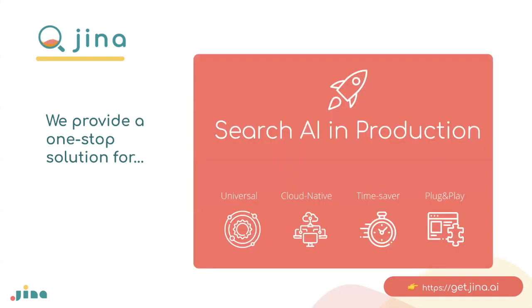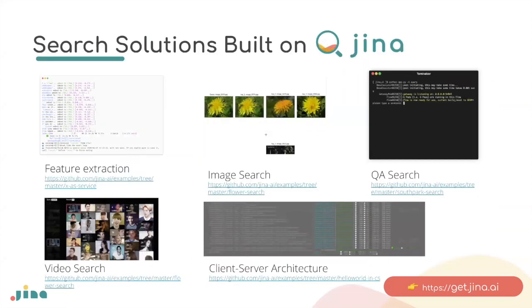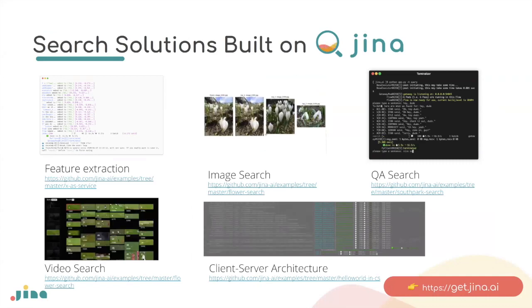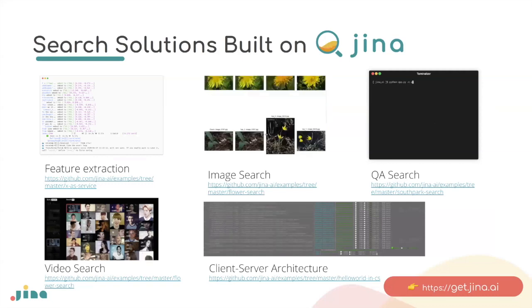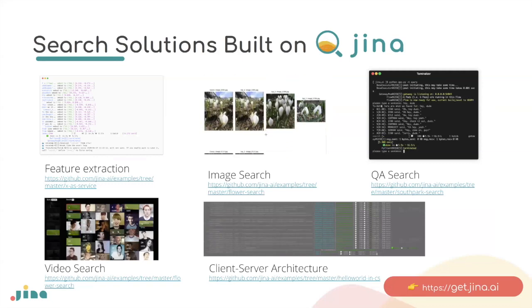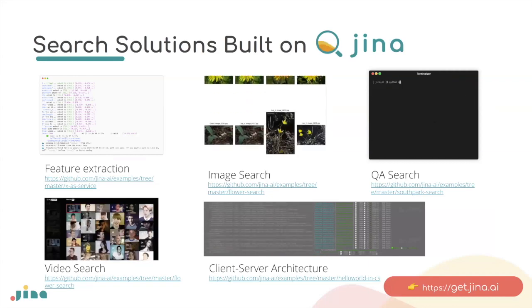So in the end, we really aim to build Jina as a search AI in production. It aims to be universal, able to handle all kinds of data. It aims to be cloud native, supporting containerization, microservices, CI/CD, DevOps, this kind of thing. And it saves you a lot of time building a neural search engine from scratch. It supports all kinds of very powerful AI models that you can use in a very easy, plug and play way. Here we show some demos like image search and QA search. Those are very typical semantic search use cases. And we have video search, where the input is a short video and the output is all the related short videos from Jina.